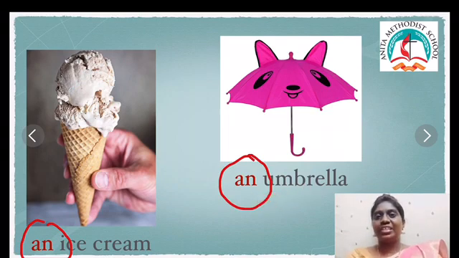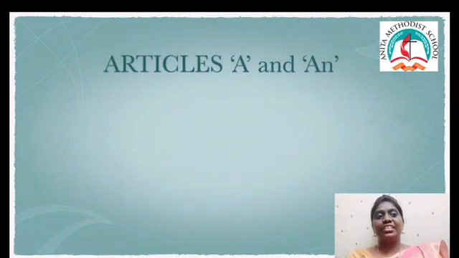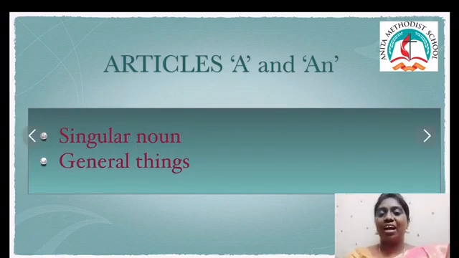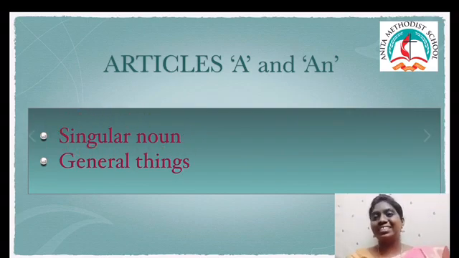So we have learned when we should use a and when we should use an in front of the noun. Now see articles a and an. It is used in front of the singular noun. We saw only an orange, an umbrella. Singular means only one thing, not more. It's not a plural noun. It is used in front of singular nouns as well as general things.